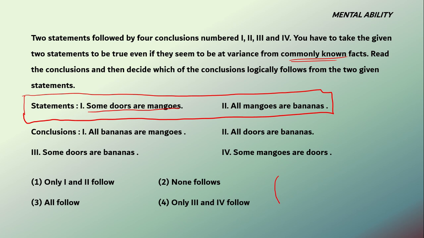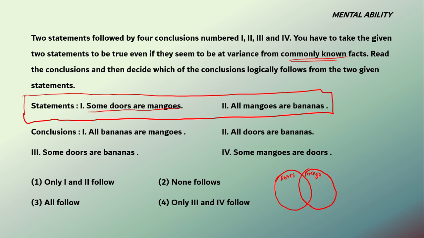Now, the first statement says some doors are mangoes. So if this circle represents doors, then this circle will represent mangoes. And this is the place where they intermeet. This means that some doors are mangoes.